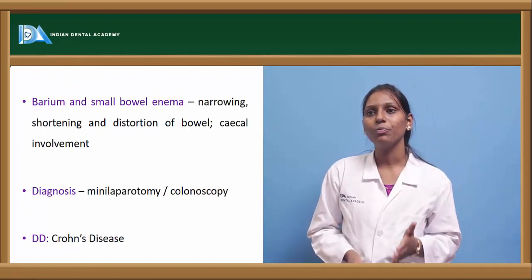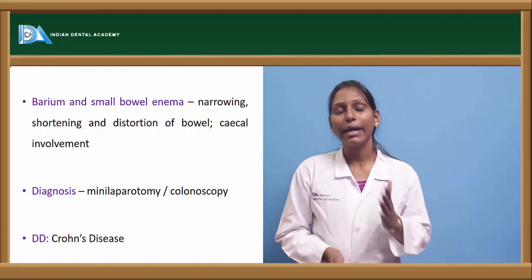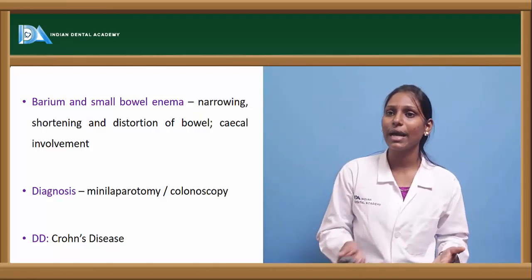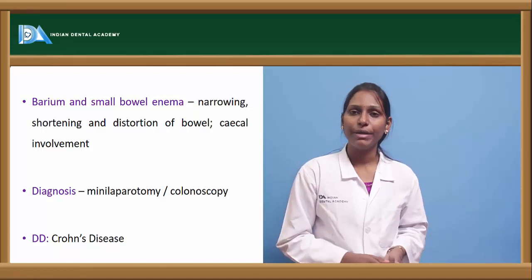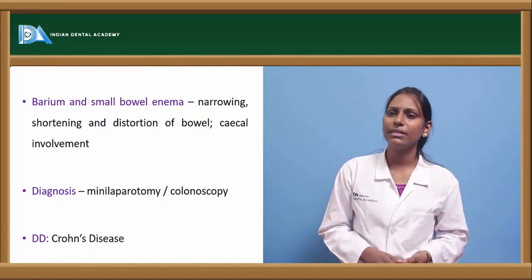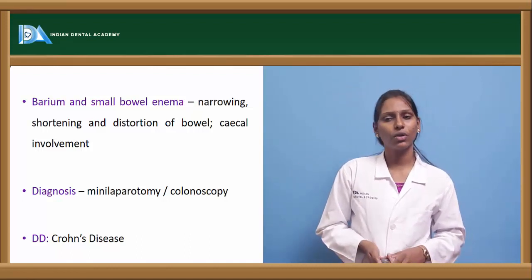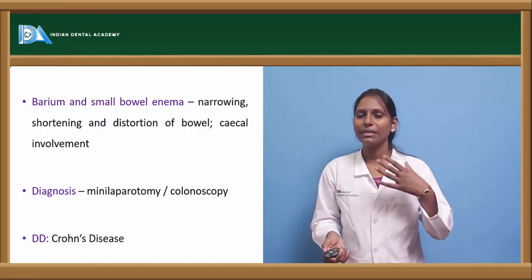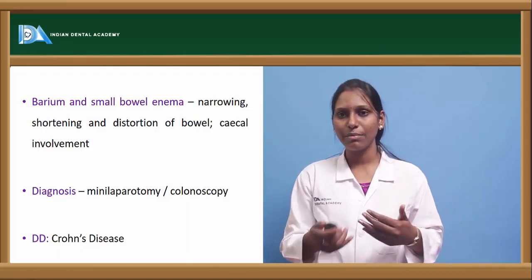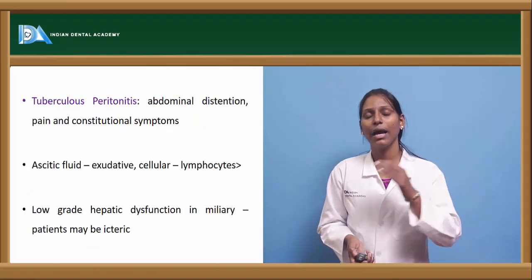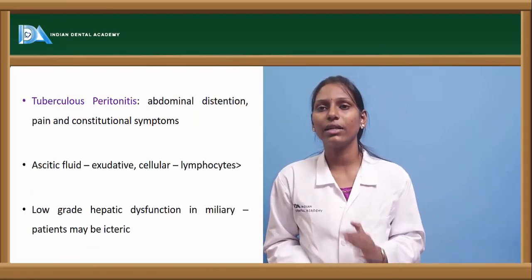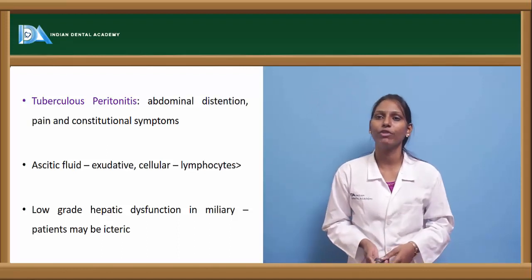Barium meal and small bowel enema will show conditions like narrowing, shortening and distortion of the bowel, and there will be cecal involvement also. Diagnosis for this is through mini laparotomy or colonoscopy. Most commonly, this disease has a close resemblance to Crohn's disease, and hence the differential diagnosis can be Crohn's disease, and all diagnostic criteria required to eliminate Crohn's disease also have to be done.